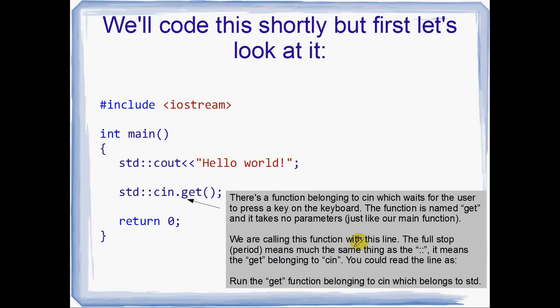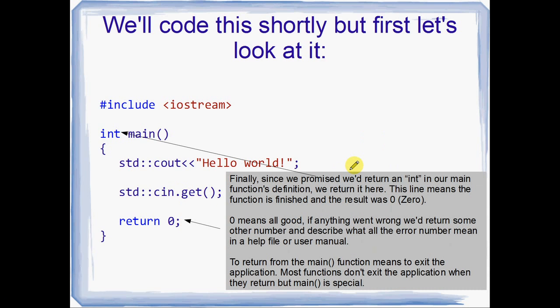Yeah, we just said that. We call the full stop period, it means the same thing as that. Yeah, it does too. Just here, we'll get into this a bit later, but we're saying tell cin from the STD namespace to get a character, pretty much. That's what the dot just there means. Get is actually a function too, so we're calling a function just here. And get takes no parameters, so the parentheses just here are empty. And once again, we've got a semicolon on the end.